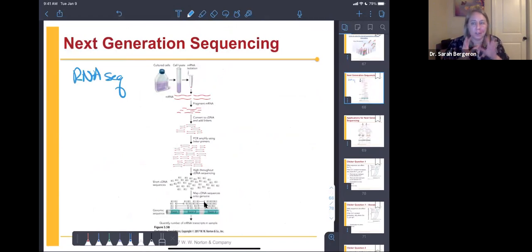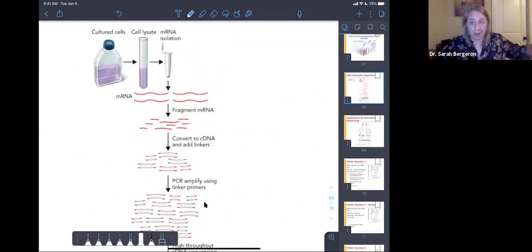So in RNA-seq, you do something similar. You have your cells, you isolate your RNA. In this, it's very different from the beginning. You have these long strands of mRNA, right? It's the entire protein sequence. And what you do is you fragment it, you cut it up, and you add these little linkers to it.